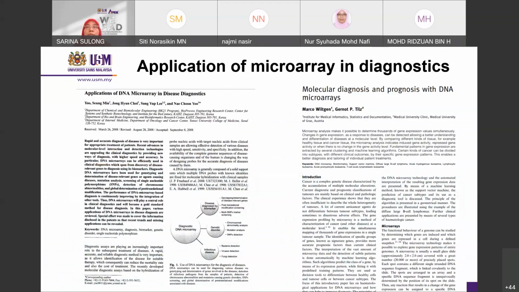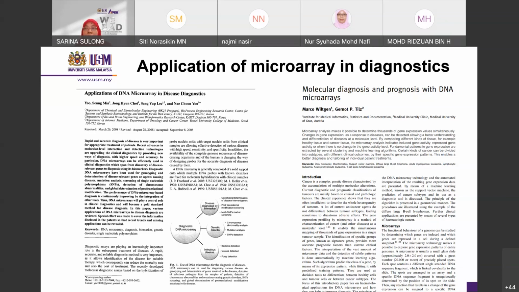So both articles in this slide highlight the application of microarray in diagnostics, and microarrays are currently a key tool in genetic diagnosis, allowing clinicians to identify specific subtypes within an overall disease category based on differences in gene expression. Moreover, clinicians can also use information from microarrays to determine which treatment methods most likely yield beneficial results for particular cancer patients.